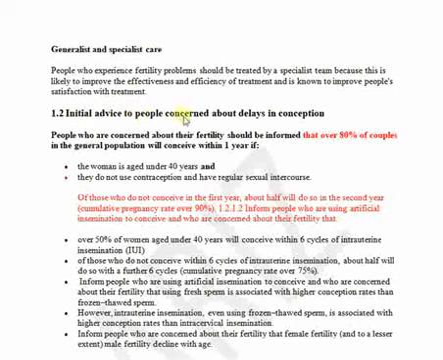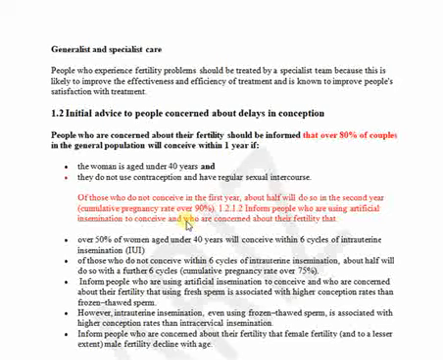Initial advice to people concerned about delays in conception. People who are concerned about their fertility should be informed that over 80% of couples in the general population will conceive within 1 year if the woman is aged under 40 years and they do not use contraception and have regular sexual intercourse. Of those who do not conceive in the first year, about half will do so in the second year, a cumulative pregnancy rate over 90%.